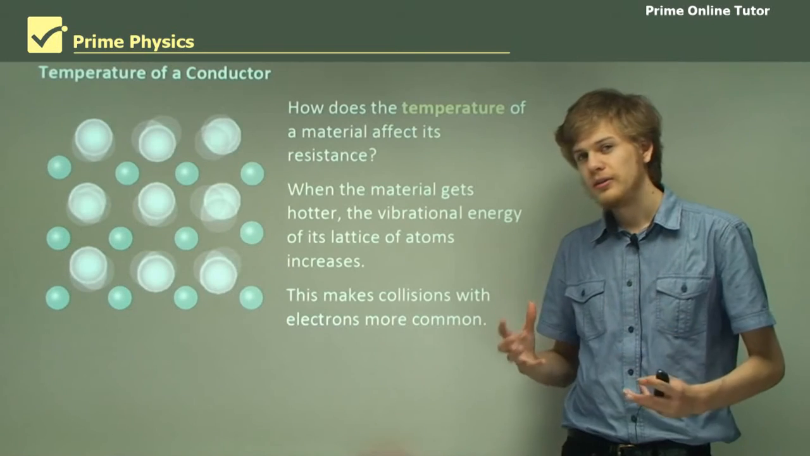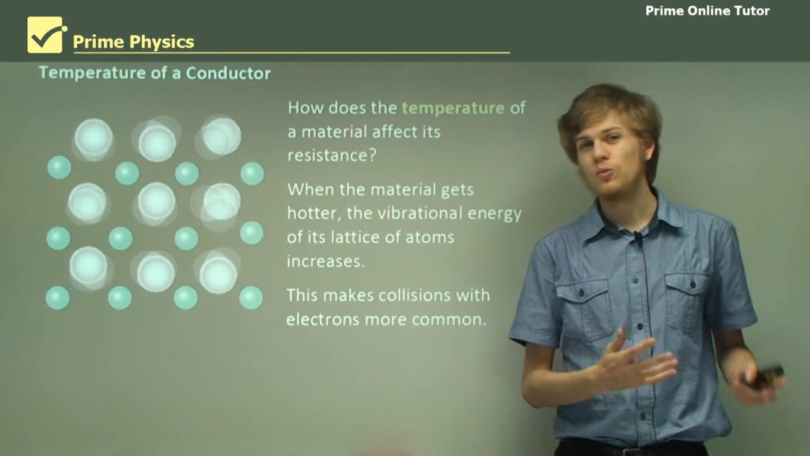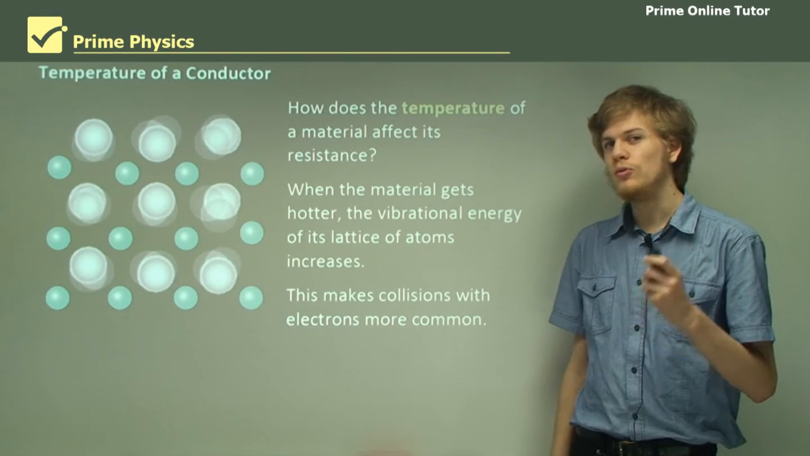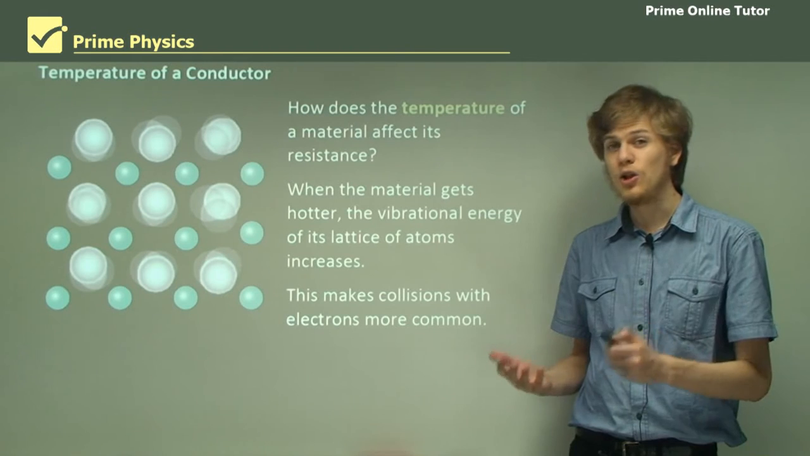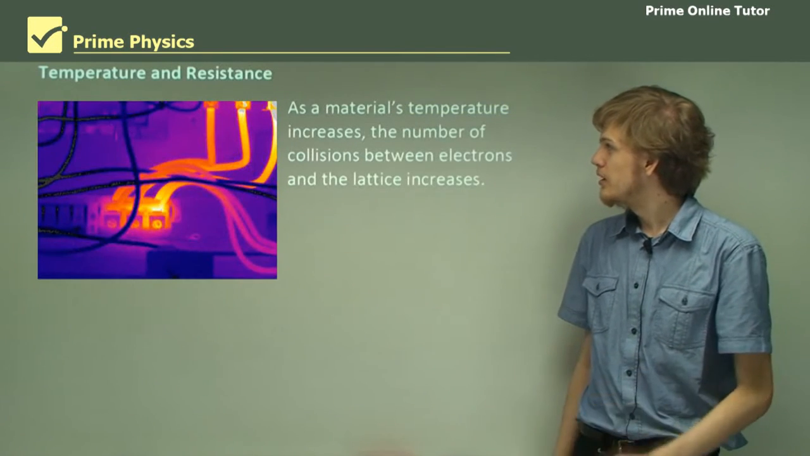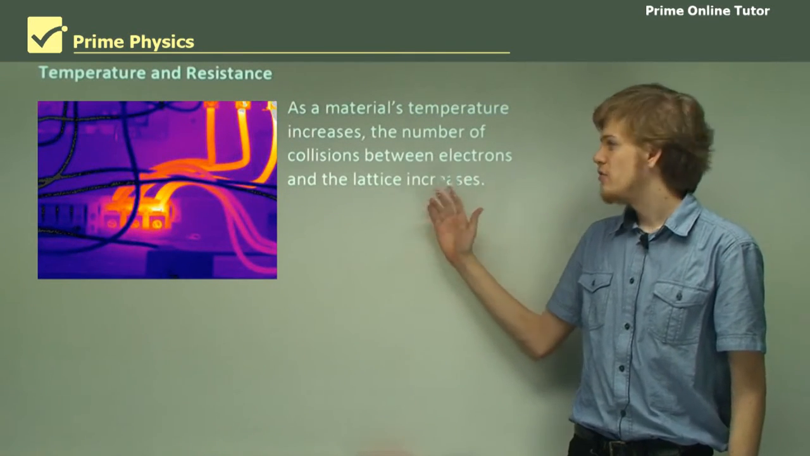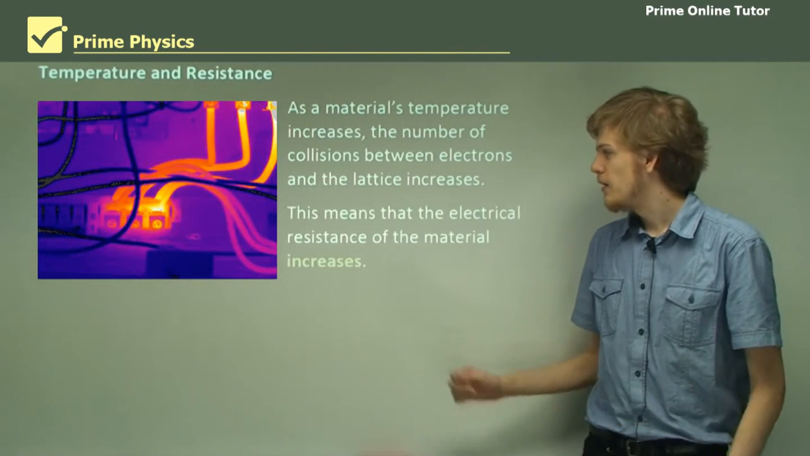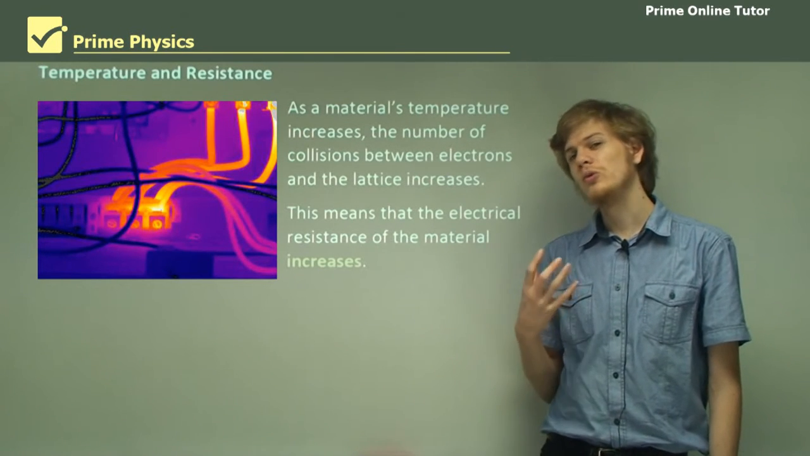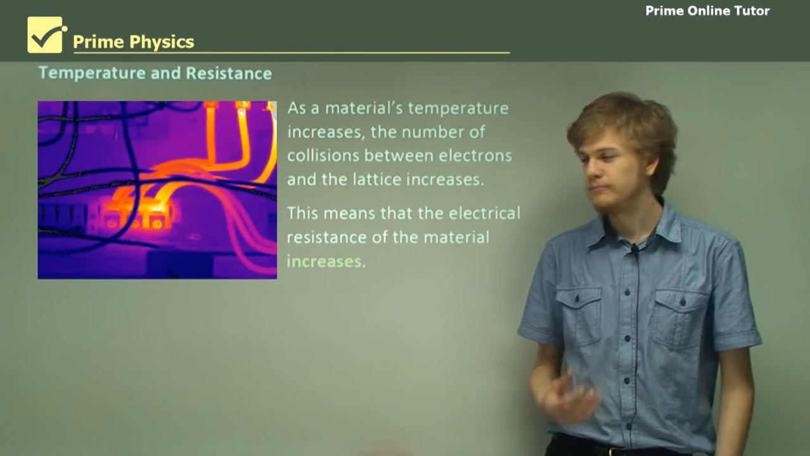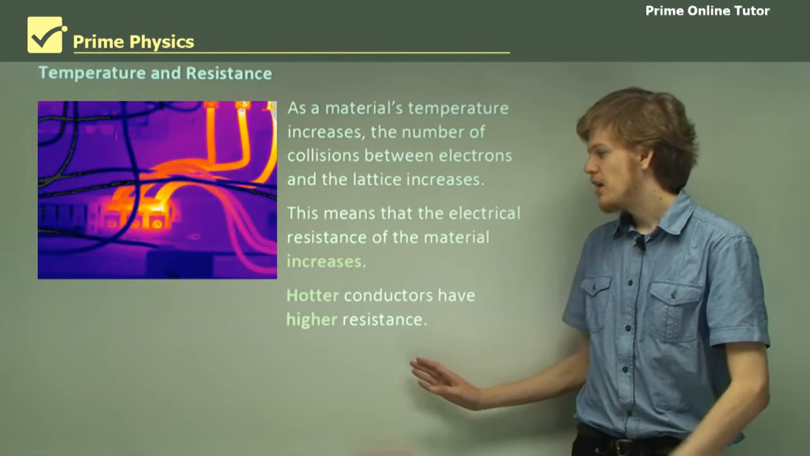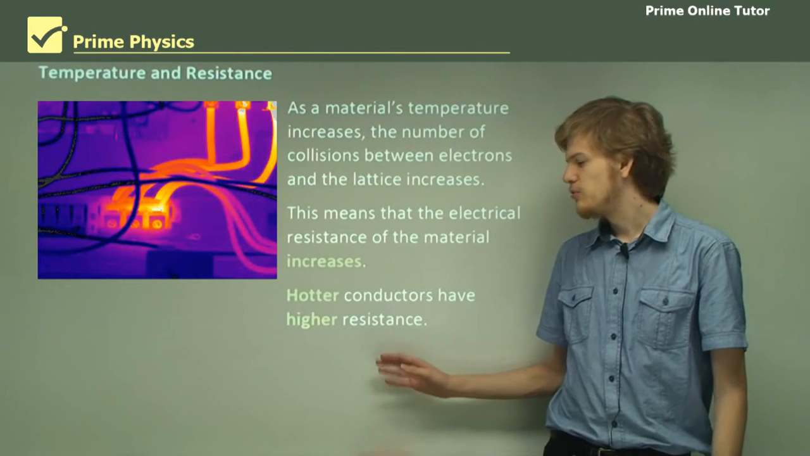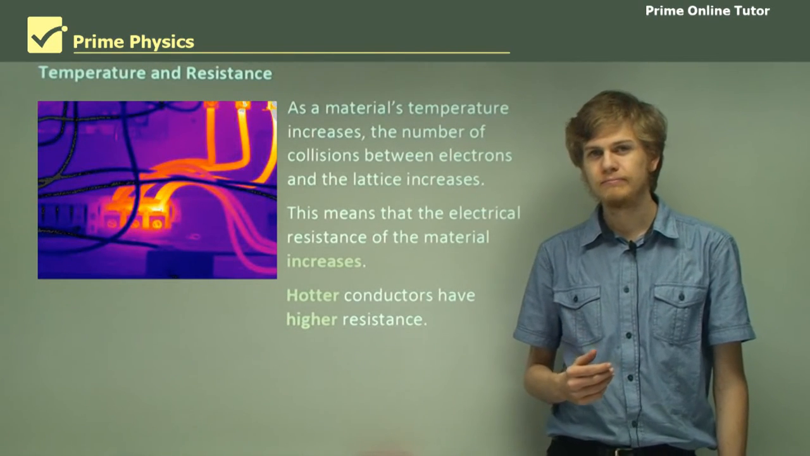So when the material gets hot, it's easier for the electrons to collide with the lattice. And what does this mean? It means that it's more resistant than if it's at a lower temperature. So as a material's temperature increases, the number of collisions between electrons and the lattice also increases. This means that the electrical resistance of the material will increase as well, right? So hotter conductors have higher resistance, although in practice it takes quite a large temperature before the resistance changes significantly.